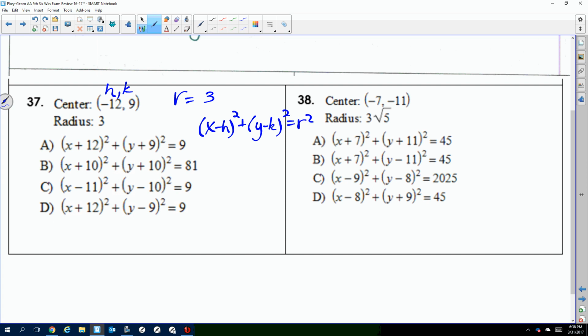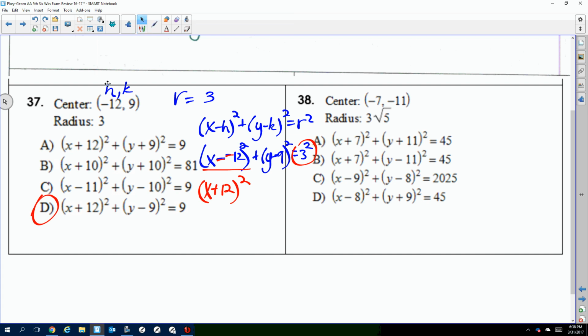Since my h is a negative 12, what happens when I subtract a negative 12? x minus a negative 12 parentheses squared plus y minus 9 parentheses squared equals 3 squared. When you subtract a negative, that really becomes plus 12. So we're looking for plus 12, then y minus 9 parentheses squared. What is 3 squared? That's 9. So yes, our answer is D.